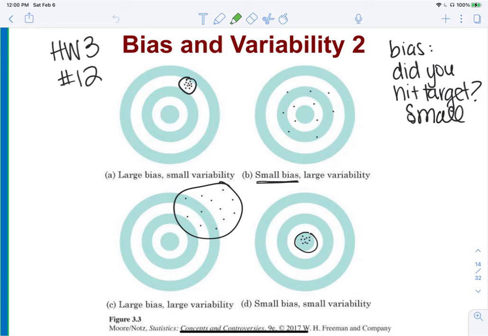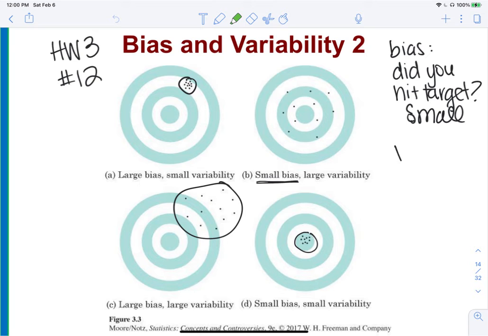So when you're looking at the histograms for number 12, you want to look, are they close to the population parameter or are they far away? Now, they may be spread out, they may be close together, but are they centered around the population parameter? If they are mostly to the left or mostly to the right, then that would be bias.